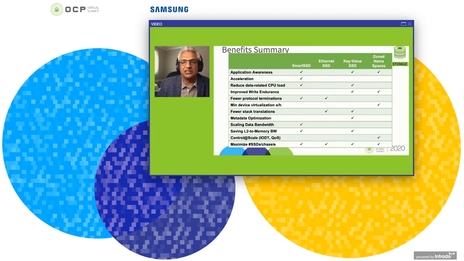Finally, KV SSD, just like Smart SSD, is very application oriented. Its savings mainly come in terms of improved write endurance for variable shaped objects, such as media objects and compressed data objects. And it really excels in metadata optimization at the device, therefore resulting in fewer stack translations related to object conversion and metadata. It also permits you, as we showed with the RocksDB benchmark, to hold more SSDs per chassis for bigger data at lower cost.